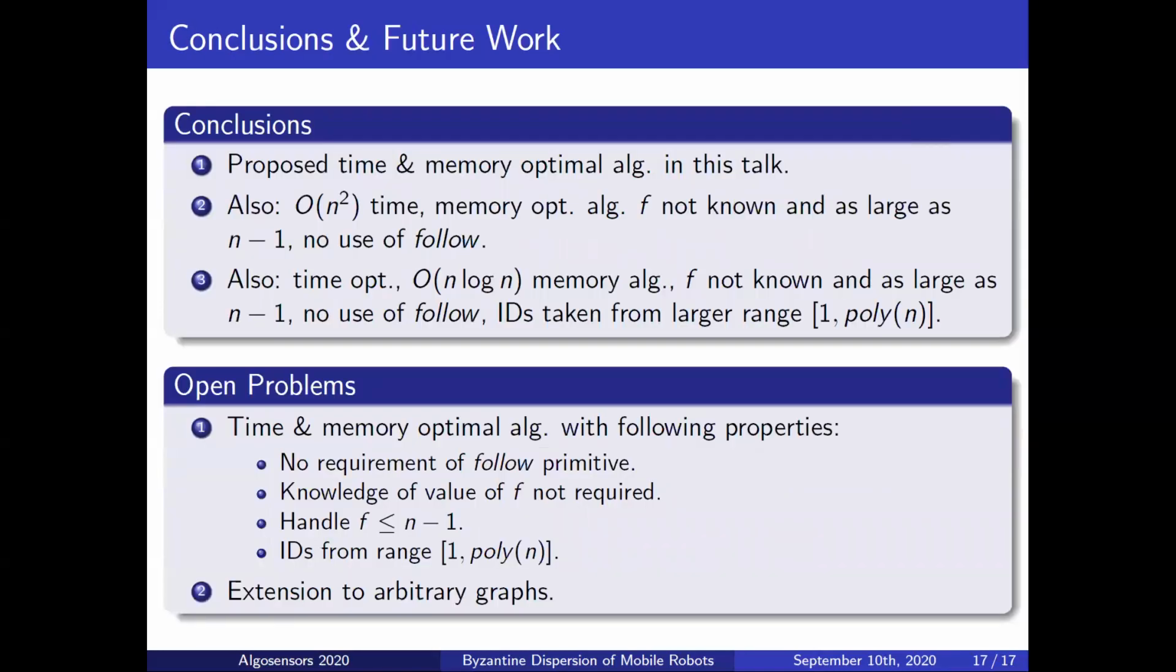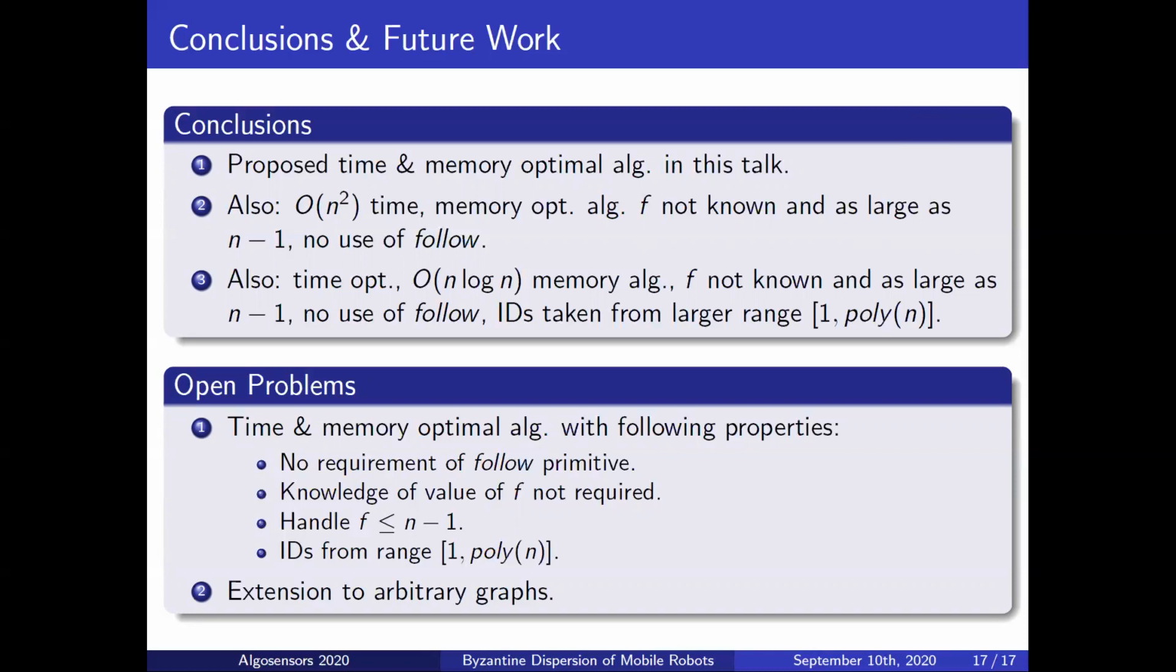Now, very briefly, in this talk, I've only talked about our main algorithm. However, we have also been able to reduce the number of assumptions we've made at the expense of either the optimality of time or the optimality of memory. More specifically, we have a memory optimal algorithm, but it takes more time. But in that situation, f doesn't have to be known. It could be as large as n-1, and we don't require this follow primitive.